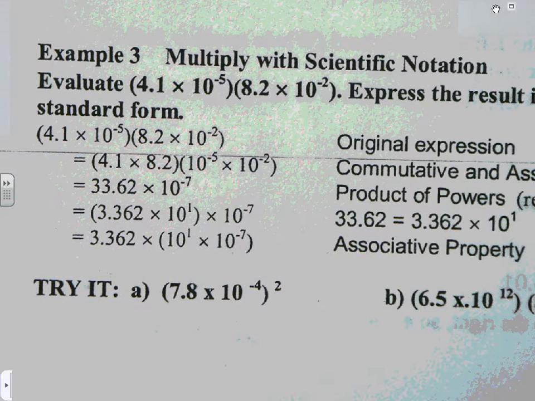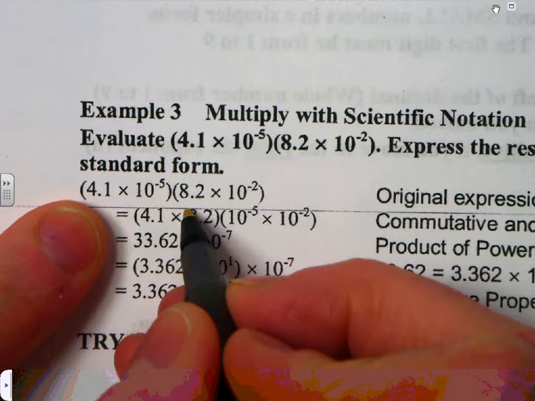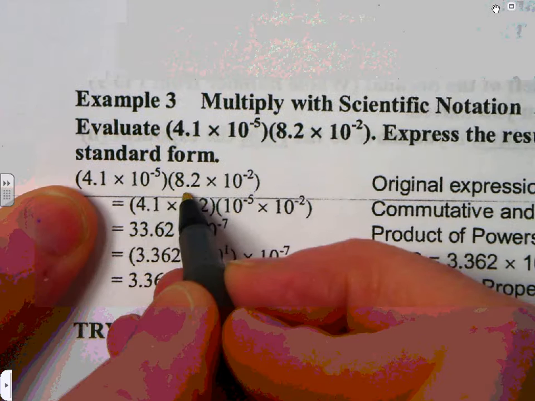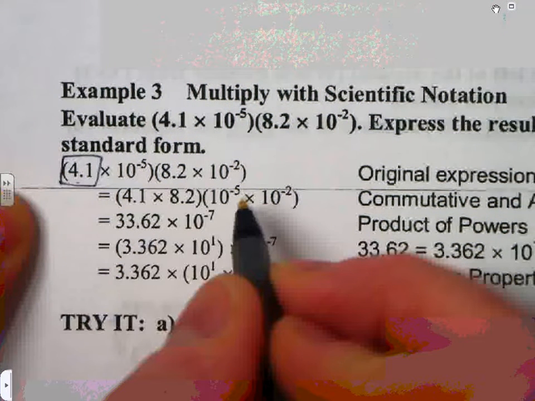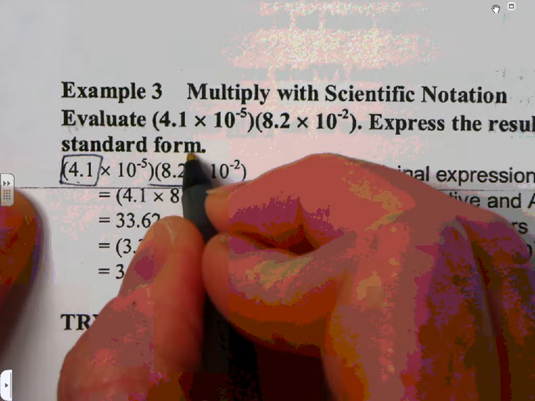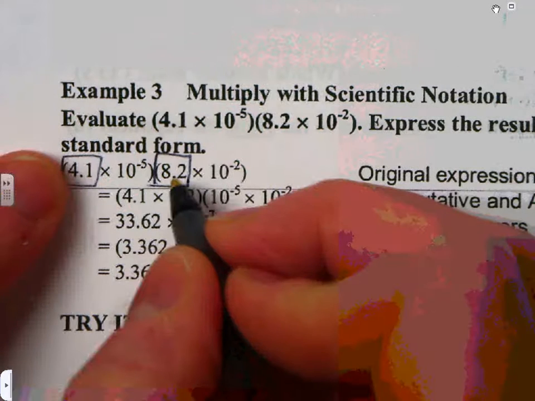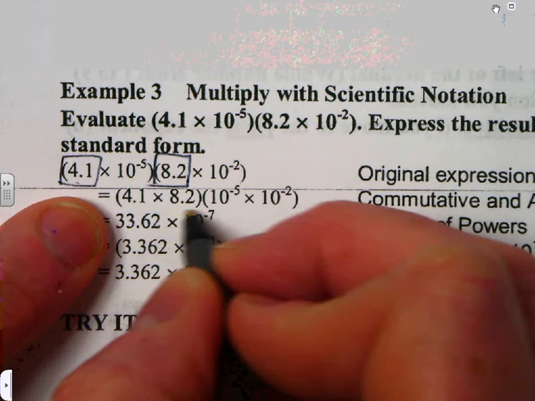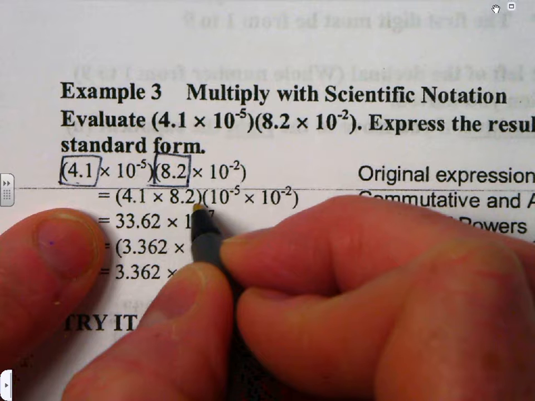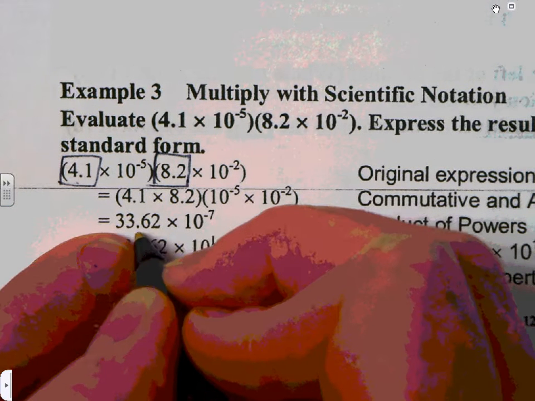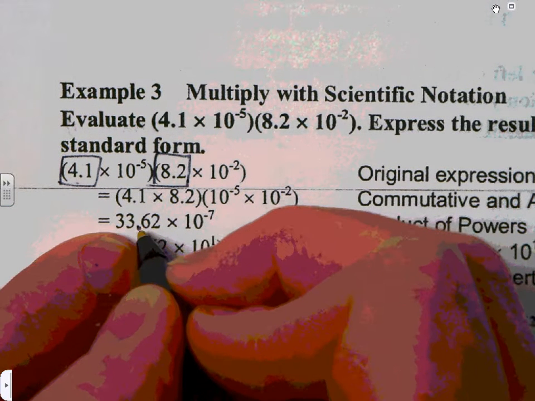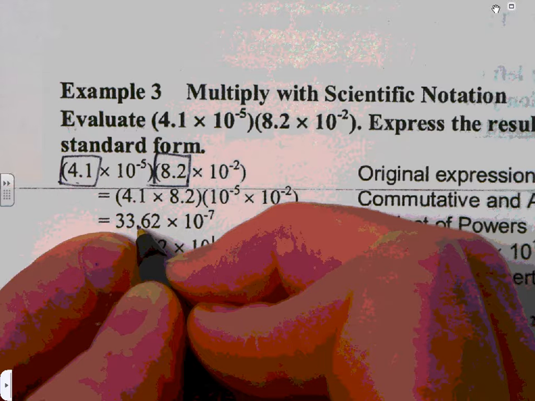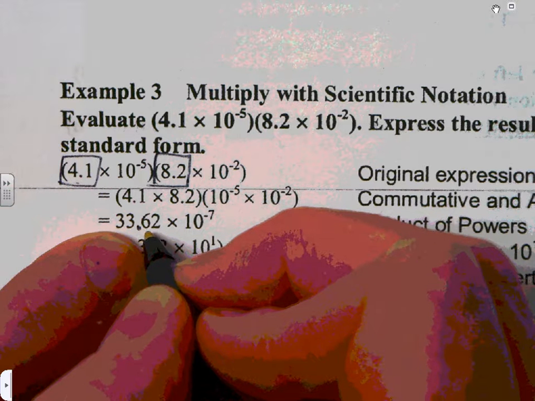So if we look here at this example, I have 4.1, I'm going to call it a normal number, and an 8.2. We will multiply those two values together, and you can see they're showing you here in the notes that that's what they're going to do. You get this answer, 33.62. So I took care of my normal numbers, didn't I? Now I have to deal with the times 10 part of the problem.